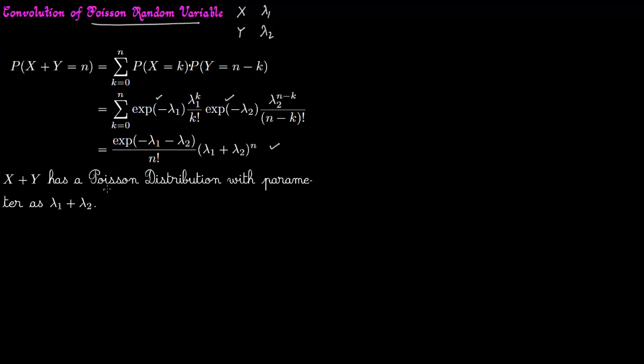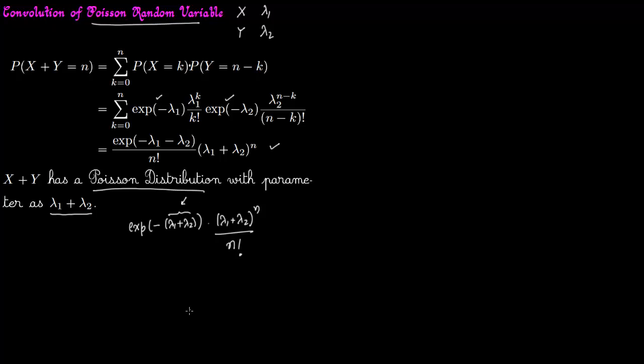So you can say x plus y has a Poisson distribution with parameter lambda 1 plus lambda 2. So you have exponential of minus lambda 1 plus lambda 2 times lambda 1 plus lambda 2 to the power of n divided by n factorial for x plus y equal to n, and therefore you say this is the parameter. Similarly for x, you had exponential of minus lambda 1 times lambda 1 to the power of k divided by k factorial.